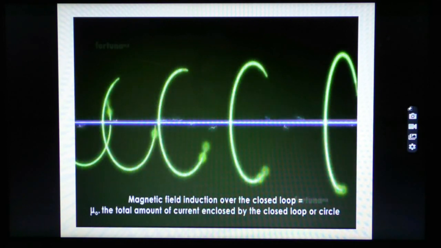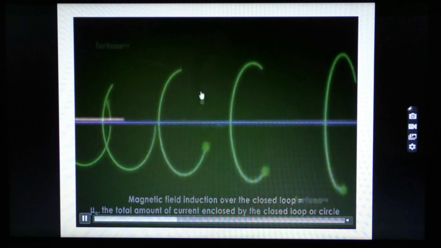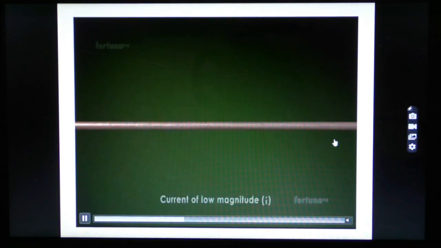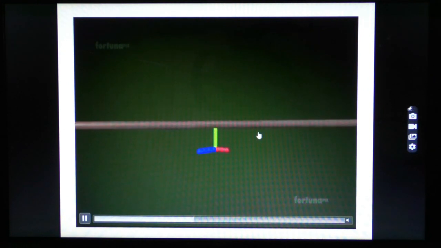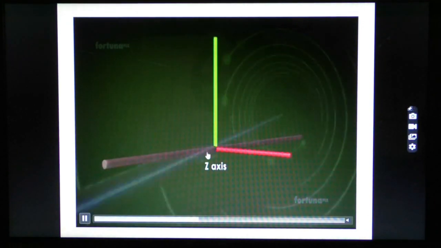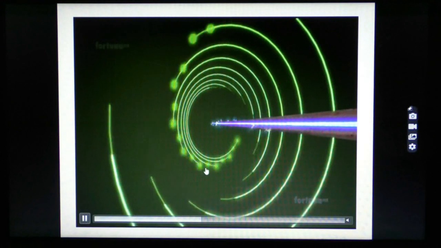the closed loop or circle. For this purpose, let me consider a straight wire, that is, a current carrying wire of magnitude small I. According to Ørsted, who discovered it in 1820, the direction of I is taken along the z-axis.